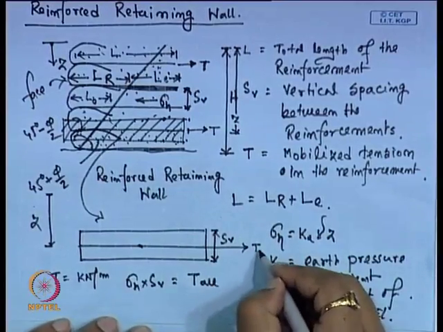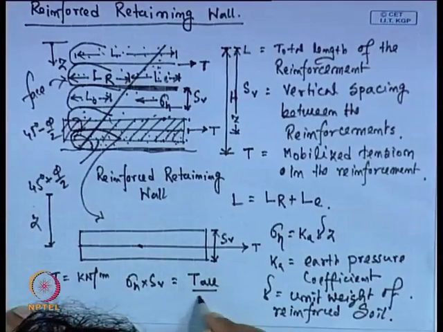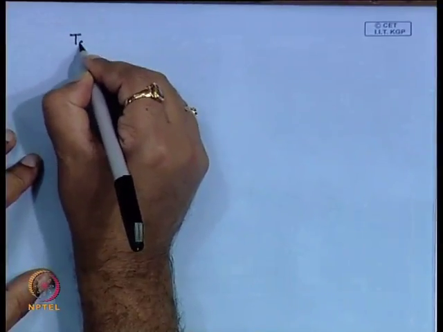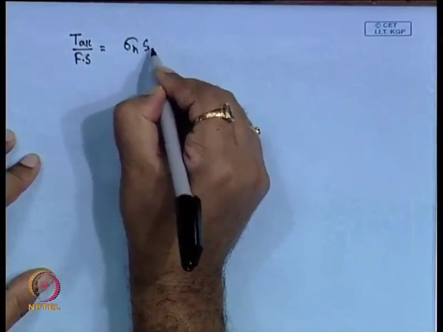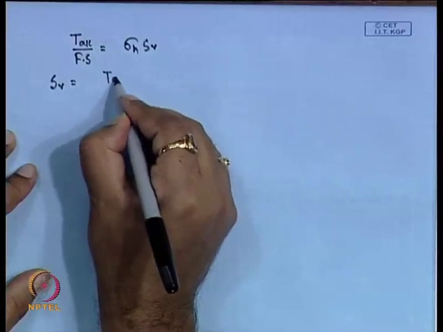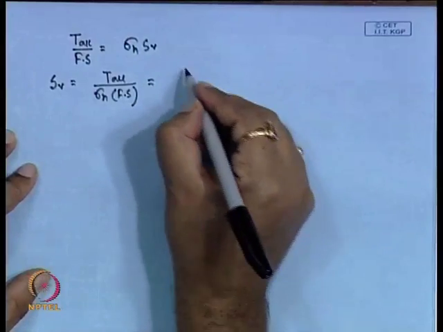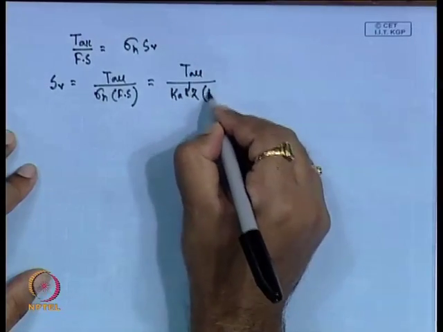Now, as I have mentioned, this T mobilized cannot be greater than T allowable. So, we provide T allowable with some additional factor of safety F_s. Finally, if I write this expression, T allowable divided by factor of safety is equal to sigma h into S_V. So, S_V is equal to T allowable divided by sigma h into factor of safety, that is T allowable divided by K_a into gamma z into F_s.